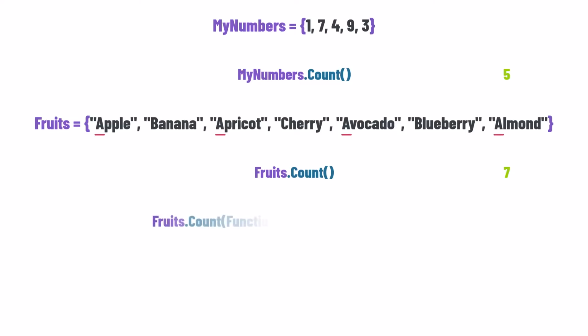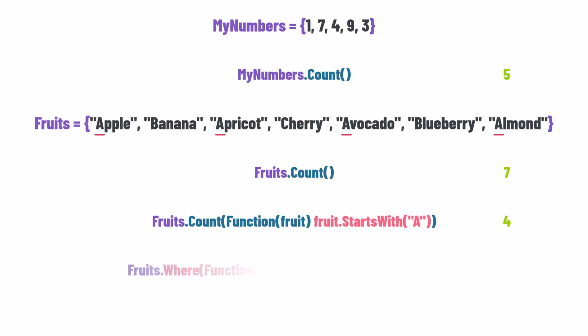This is where the second overload of the Count method comes into play. By adding a lambda expression, we can specify a condition. In this case, our condition is to count only those fruit names that start with A. The Count method will then return the number of elements that meet this condition. As you can see, our list has 4 fruits that start with A, so the result of this query will be 4. This is a practical example of how to use the second overload of the Count method, where we apply a specific condition to our count.